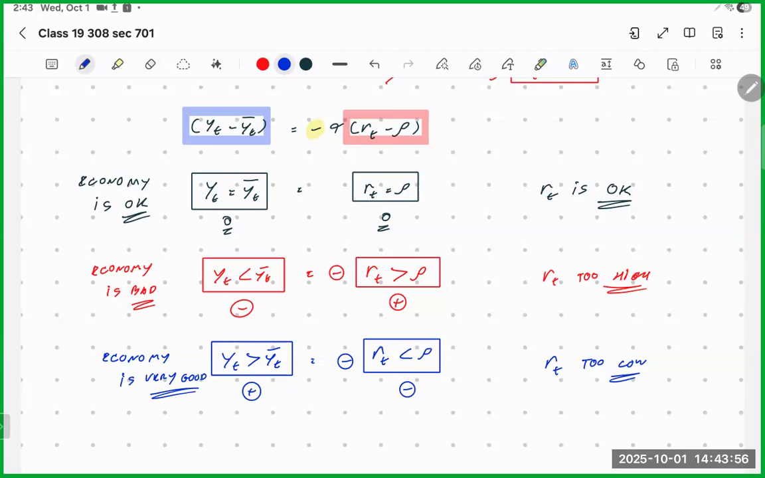Got it? So the interest rate is the main factor. If the real rate is too high, people slow down their spending and borrowing. In terms of demand, people are going to spend less, so demand is bad and the economy is bad. If the real rate is too low, which is good, people are going to borrow more and spend more. Demand for the whole country is increasing, the economy is very good, and Y_t is greater than Y_t bar. By comparing the two sides of the equation, you will know its meaning.